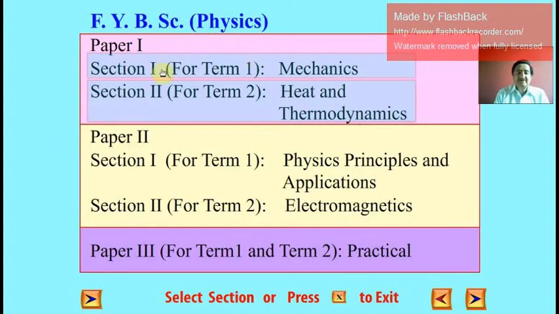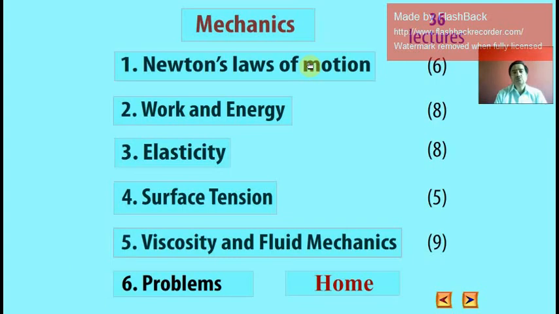Then paper 1 is again divided in two parts, section 1 and section 2. Section 1 is for term 1, it is mechanics, and section 2 is for term 2, that is heat and thermodynamics. If you press this button, it goes to mechanics. Then various topics are given here.